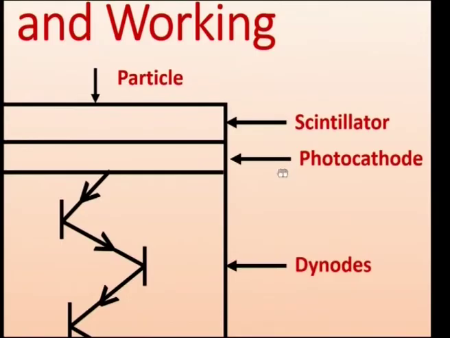They are at increasing positive potential. So suppose this is at zero potential, maybe this is at plus 10 volt, plus 20 volt, plus 30 volt, 40, goes on like that, increasing. So when it is in increasing order, we call it a dynode. Maybe it's dynamic, the potential is changing.